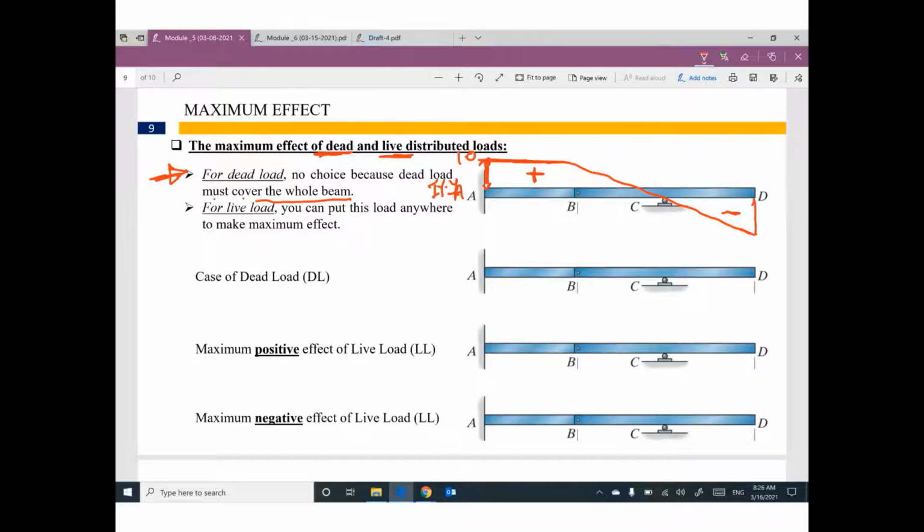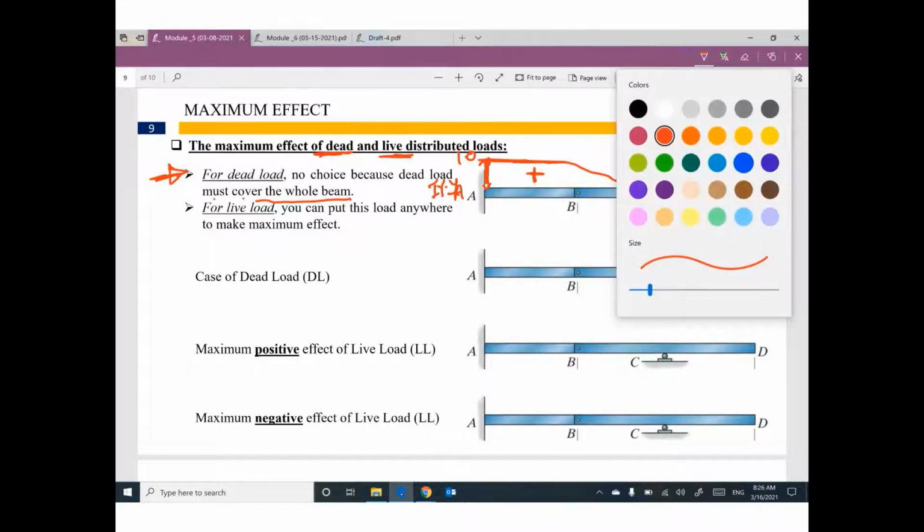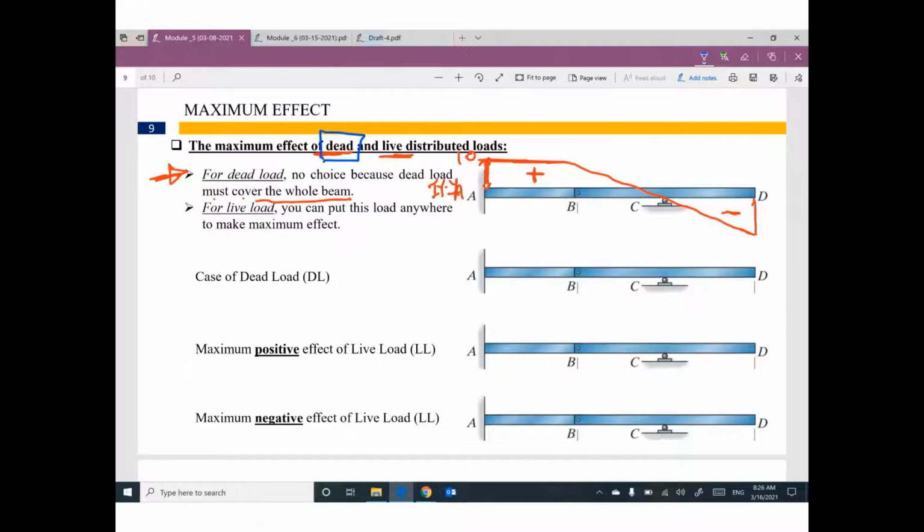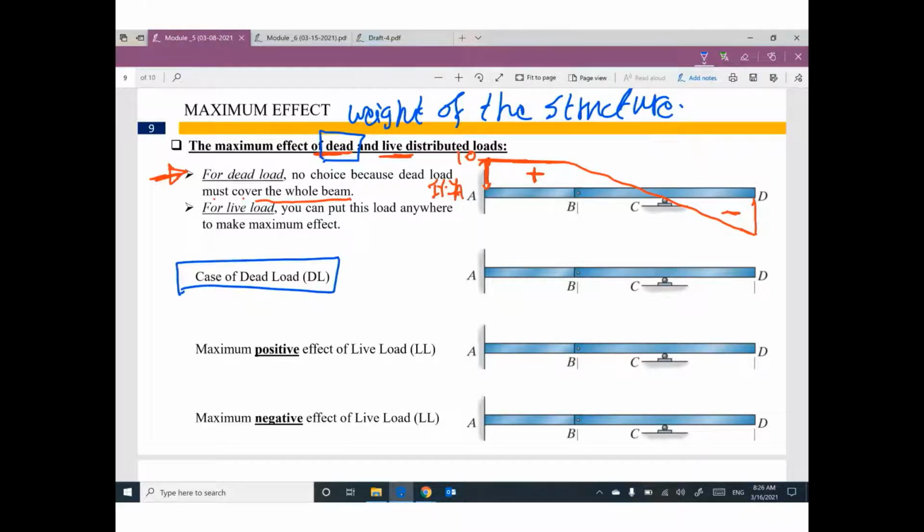I'm sorry, what do you mean? I mean, if you are talking about dead load, I'm talking about the weight of the structure. If you are talking about the weight of the structure, it must cover the whole structure. I cannot leave the weight at one point and move it to another point. So no way for dead load: the value of dead load must cover the whole beam. We don't have a choice.